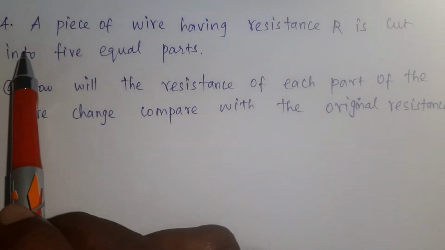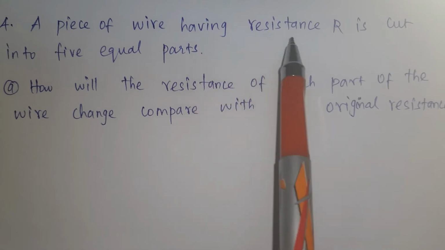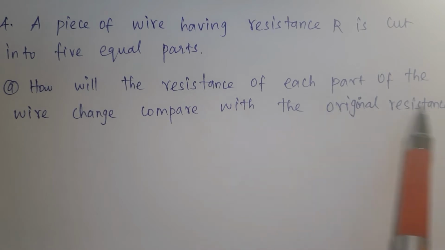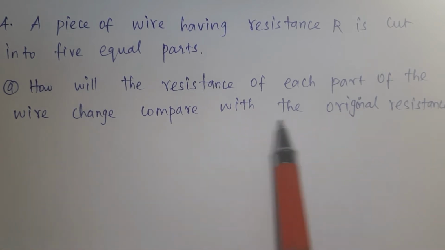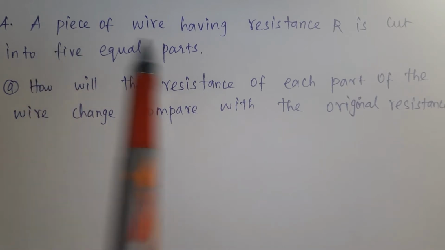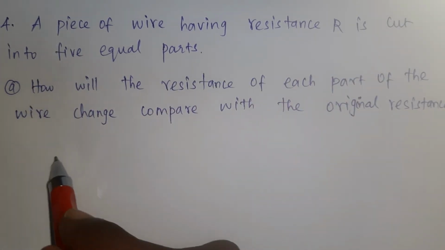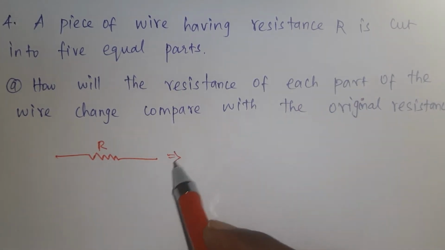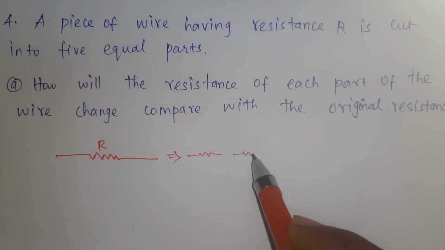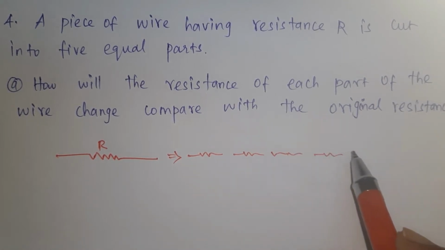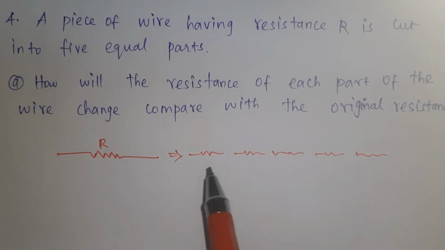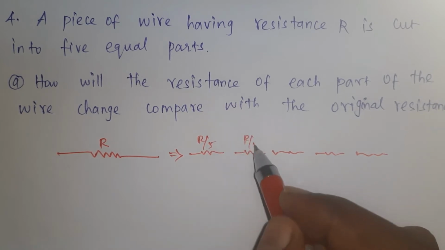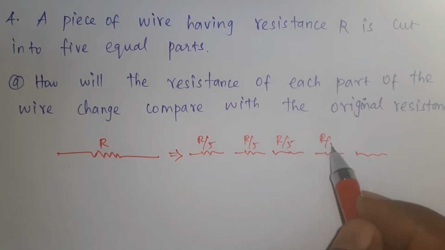Question number 4. A piece of wire having resistance R is cut into 5 equal parts. How will the resistance of each part of the wire change compared with the original resistance? Now, a piece of wire having resistance R. So let us consider this is a piece of wire. Its resistance is R, which is cut into 5 equal parts: 1, 2, 3, 4 and 5. So each wire resistance will be R by 5, R by 5, R by 5, R by 5, R by 5.